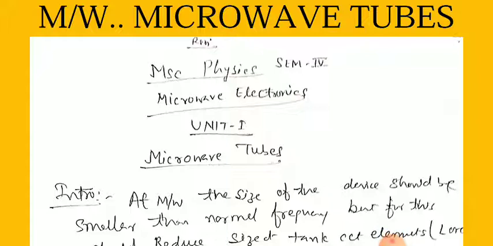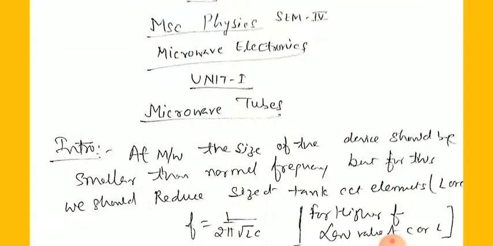Today we will discuss MSc Physics Semester 4th, Microwave Electronics, Unit 1. The topic for today is microwave tubes. Why do we need microwave tubes? What are the applications of microwave tubes? How do they work? We will discuss this in this chapter. Let's start with the introduction.